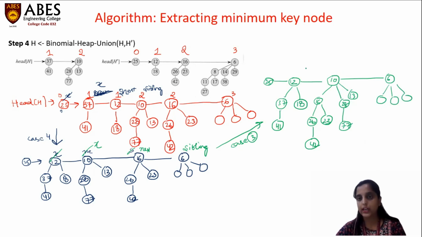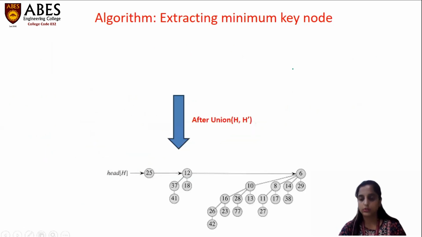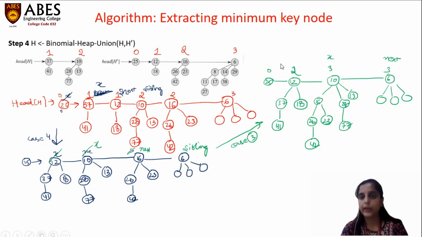Still violations are there. As we can see, this one is having degree 0, this one is having 2, 3 and 3. It means we have two binomial trees of degree 3. So we have to fix this violation also. So here we have x. Now this becomes your x, this becomes your next x, and we are assuming that sibling of next x is not equal to next x. So here we can see degree of x is equal to degree of next x, but it is not equal to degree of sibling of next x.